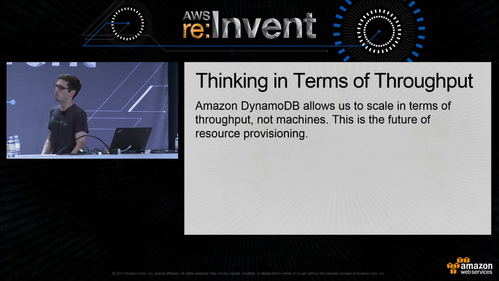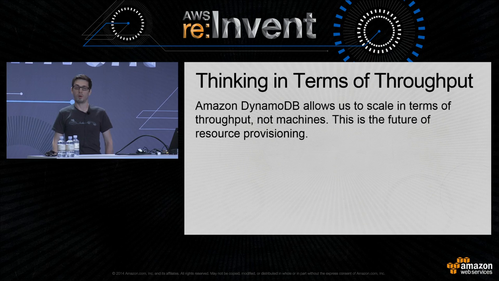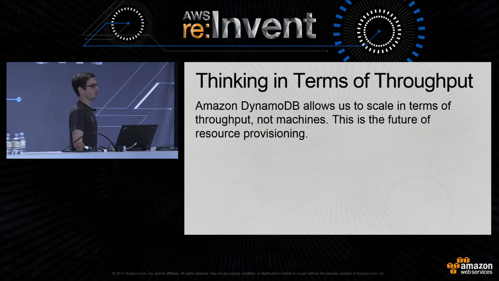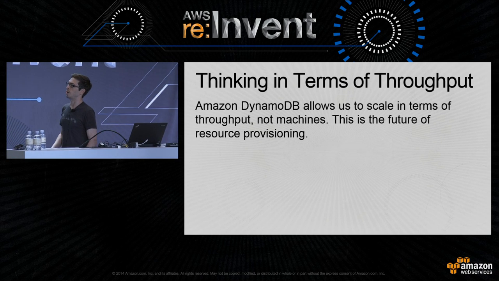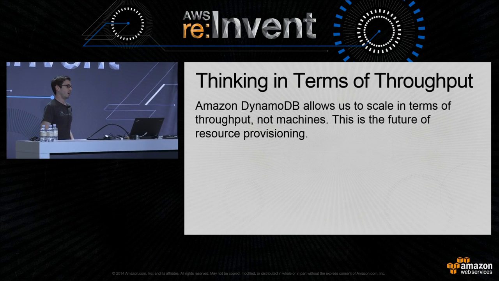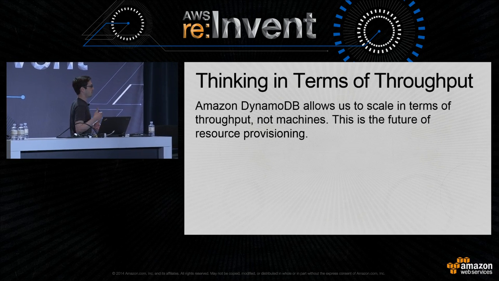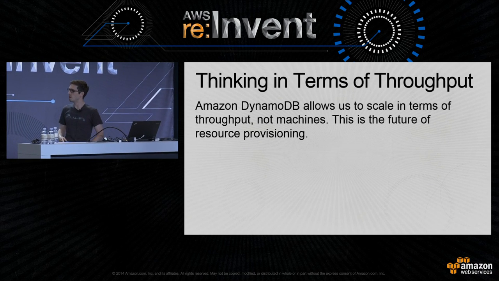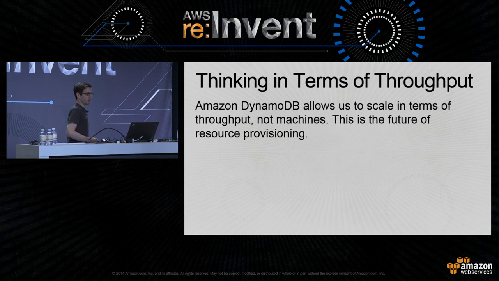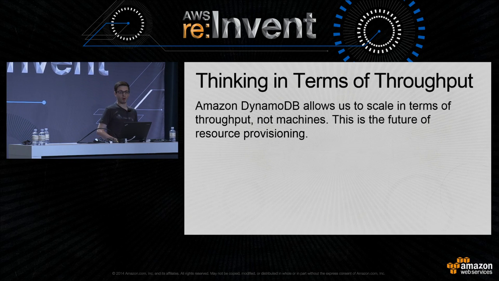So one of the things I really love about Dynamo is it allows you to think in terms of throughput. So with EC2, we bring up machines, and we bring up machines with a specific amount of RAM and a specific amount of disk, a specific amount of bandwidth. And this is a lot better than where we were with managing and provisioning our own hardware, but it is still not as nice of an abstraction as an application developer would like.